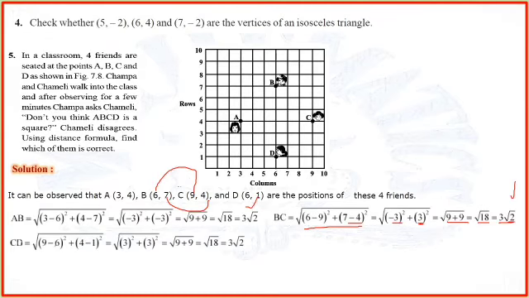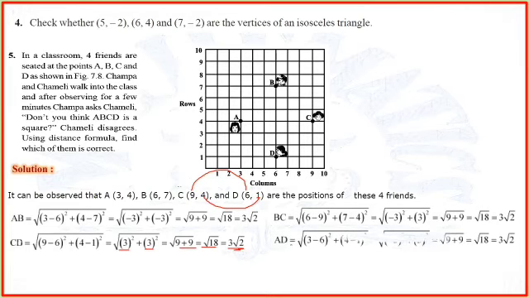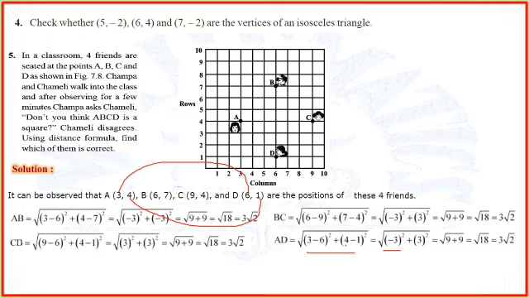Then CD. Now 9 minus 6 and then 4 minus 1. So 9 minus 6 is 3, 4 minus 1 is 3, again 9 plus 9, again 18, again 3 root 2. The last side, AD, from A to D. So AD means 3 minus 6 and then 4 minus 1. So 3 minus 6 is again minus 3 and 4 minus 1 is again 3, 9 plus 9 again, root 18 and 3 root 2.